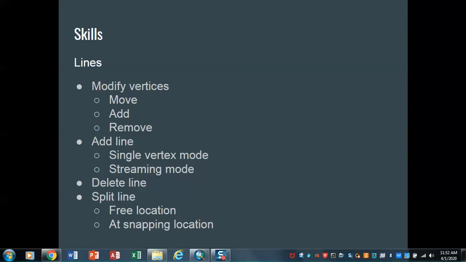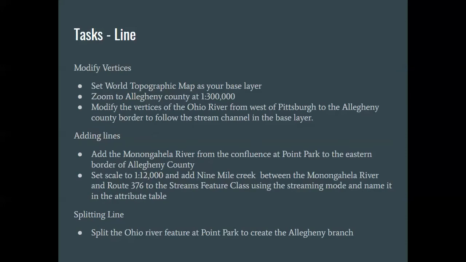When we're digitizing, when we're editing, these are very important ideas in terms of which way you want to do this. Specifically, what I want you to be able to do is add the Monongahela River from the confluence of Point Park to the southeastern border of Allegheny County. We're going to do that at 300,000 scale. Then we're going to zoom in to 1 to 12,000 scale, and add a very small creek to the streams feature class. But we're going to do this using what is called streaming mode. That's a very different way of digitizing, and so that's what we'll focus on.